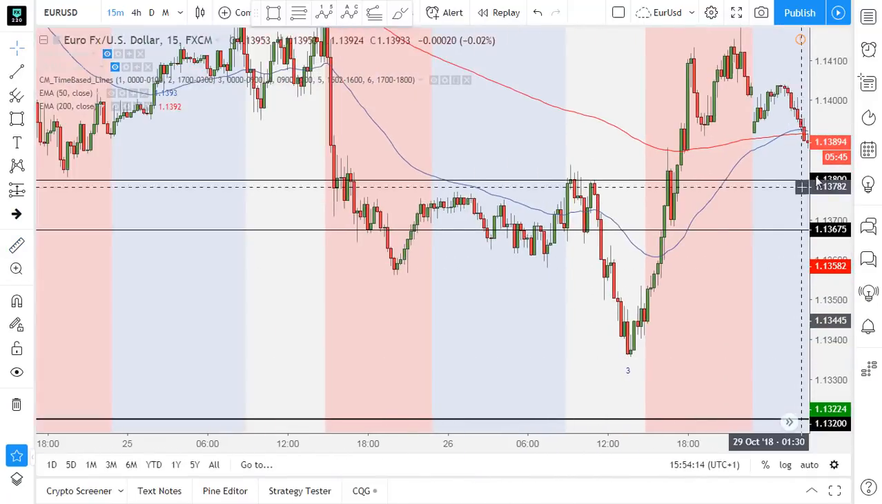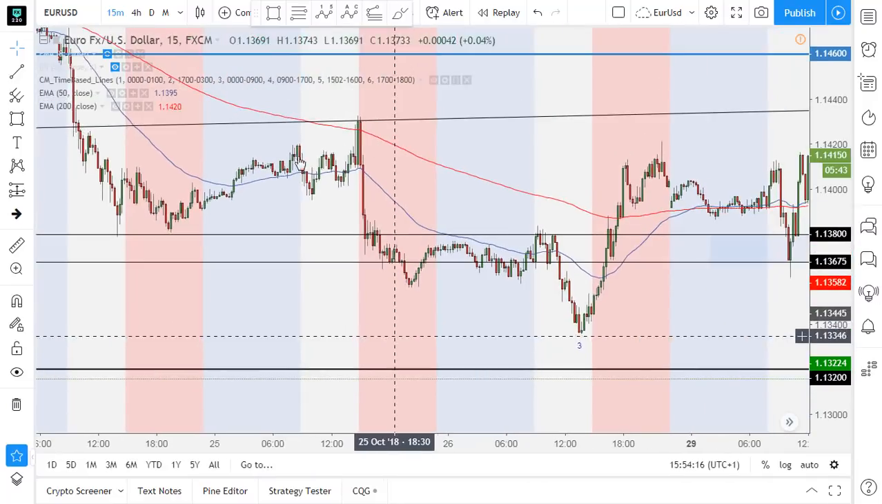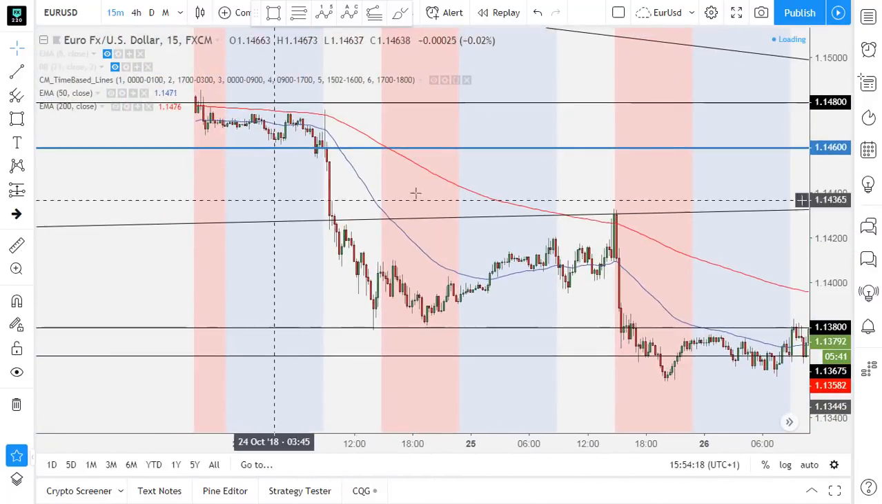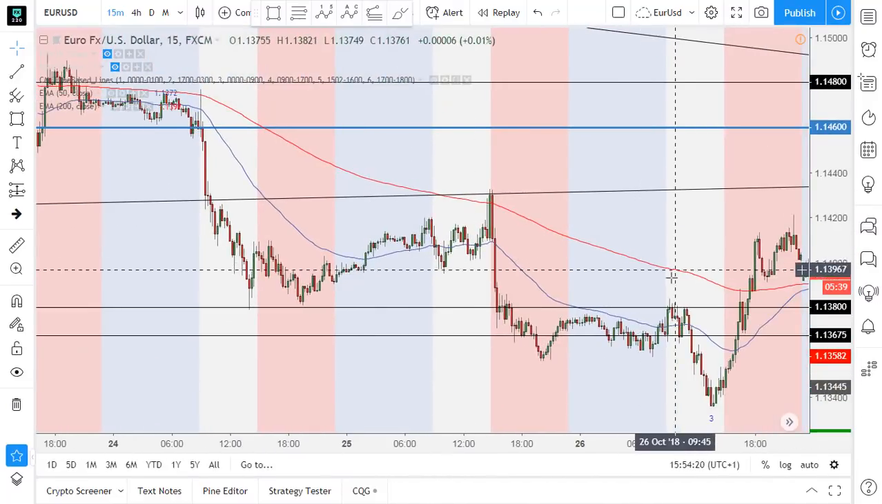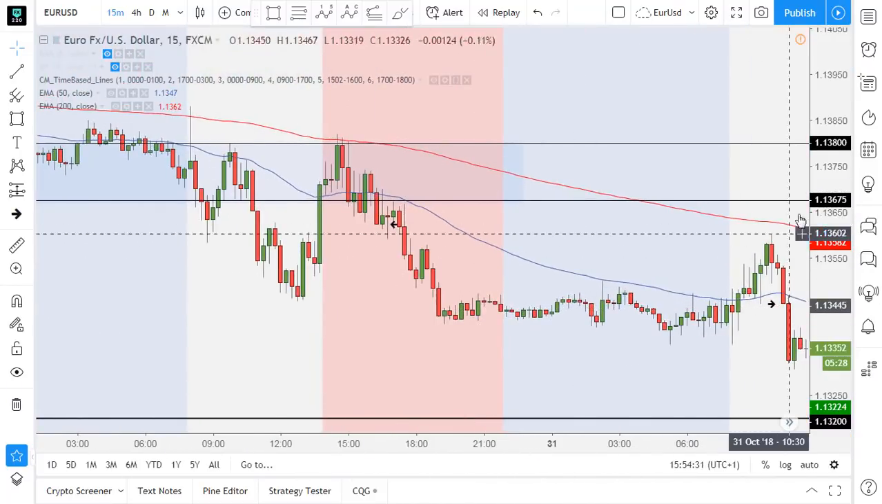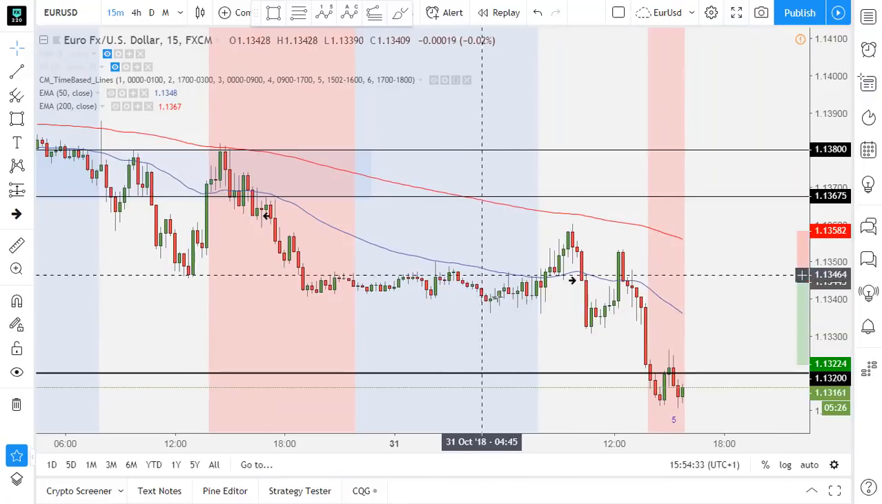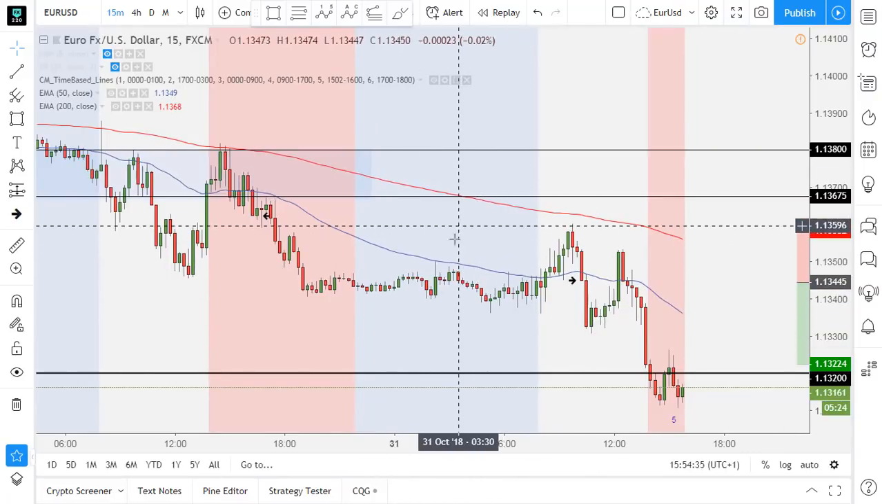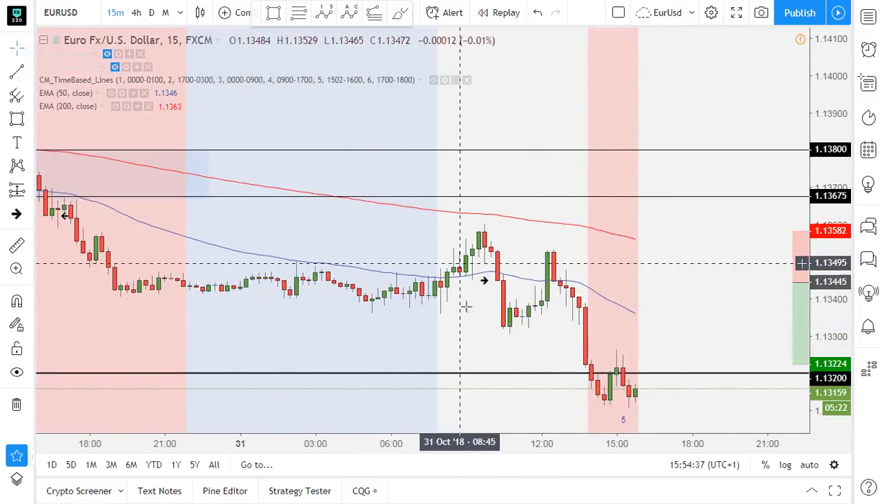You know what I mean? These are all trading opportunities where you can get your 20, 30 pips very easily. So this trade met all our criteria, and let's discuss the trade on today's European session.